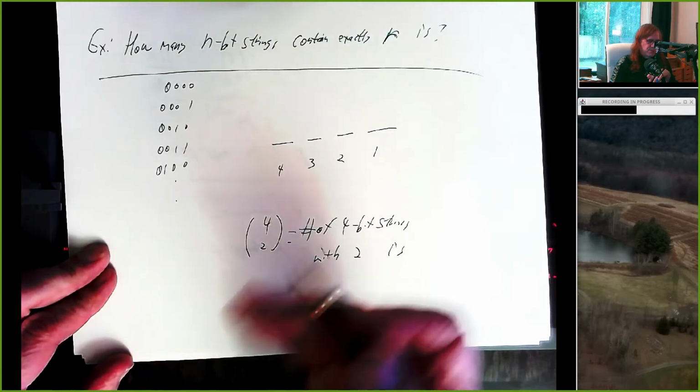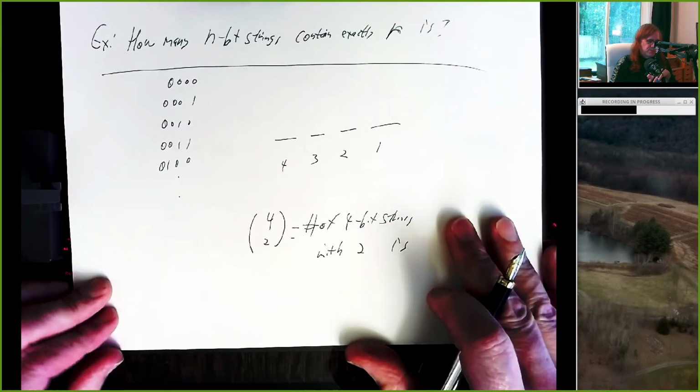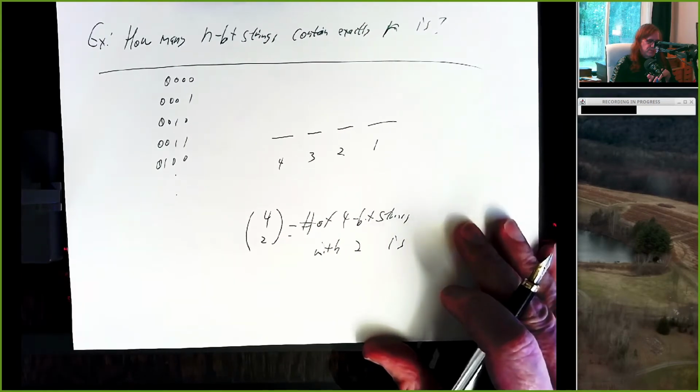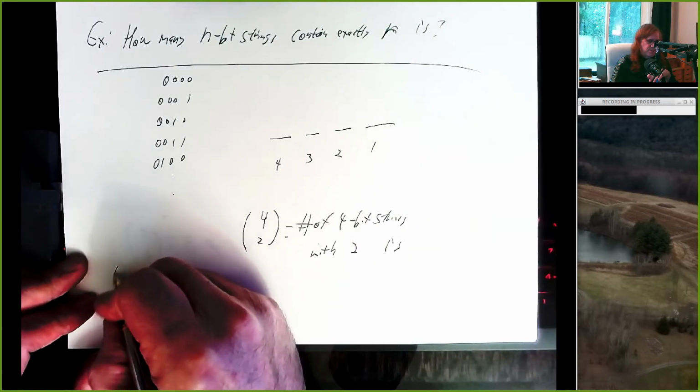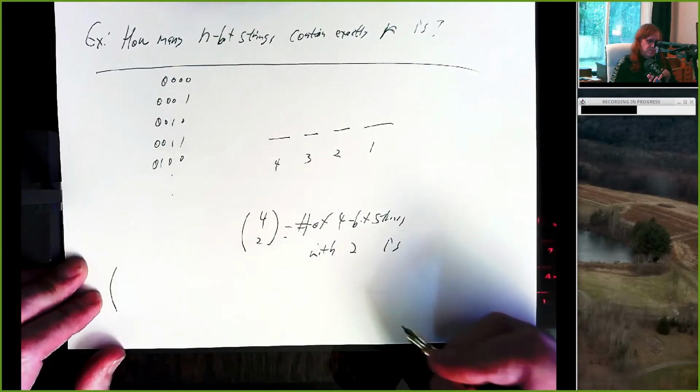So what's the choice function that would tell us how many n-bit strings contain 0 ones? 4-bit strings containing 0 ones. What's the choice function?